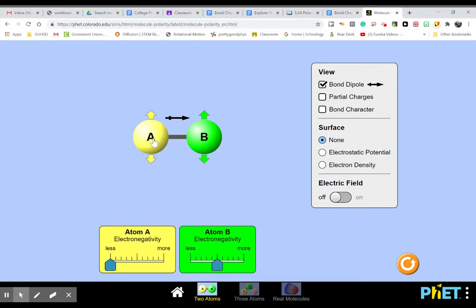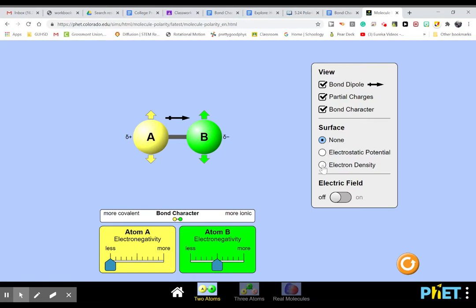So you have atom A and atom B, and you can look at all different kinds of things. You can look at partial charges, your partial positive and your partial negative. You would have seen that in your polar bear and penguin lab, or your polar bear and penguin cartoon. And then you can look at bond character. So bond character, is it more covalent? Is it more ionic? And you can also change things. At first, I have nothing on the surface.